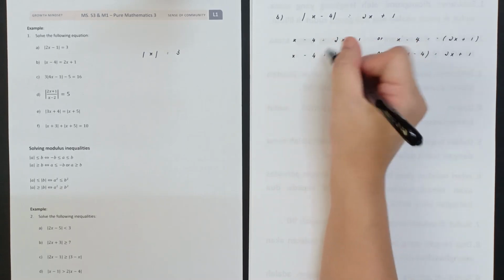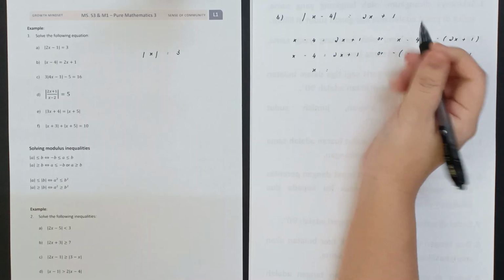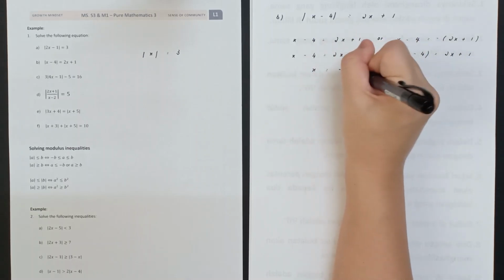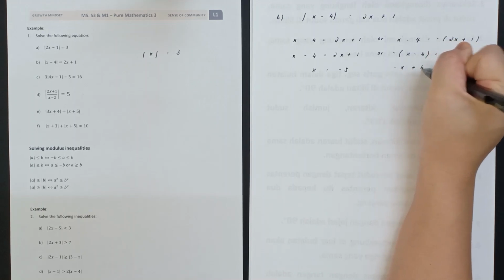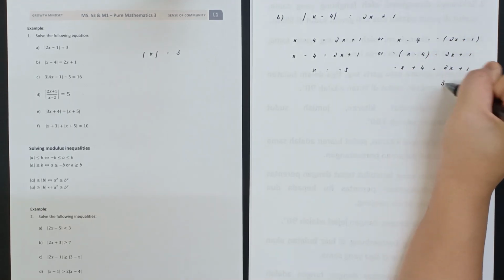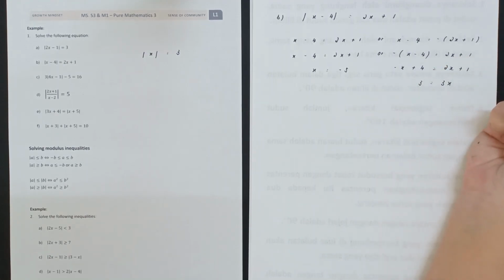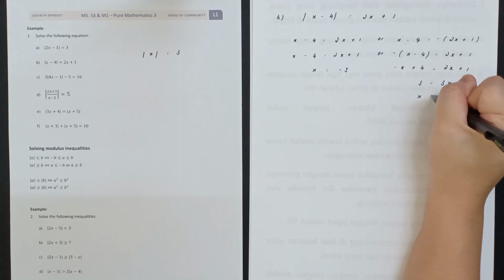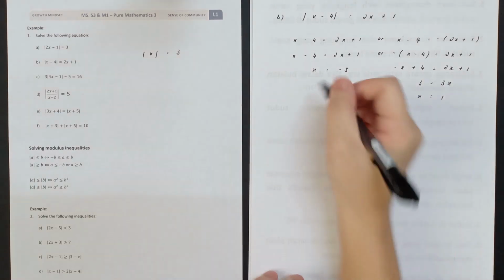So 2x, then you get x equals -5, and then after that negative x plus 4 equals 2x plus 1. So 3x equals 3, so x equals 1. Alright, after you get the answer, same thing, you need to do the checking.